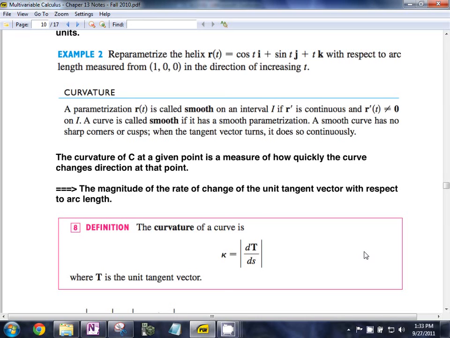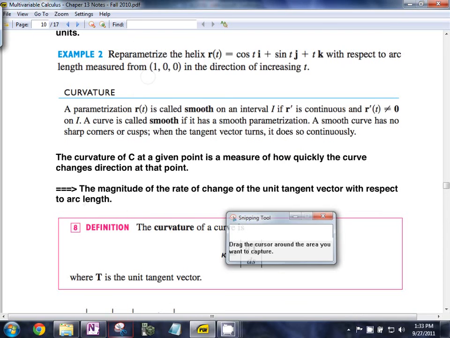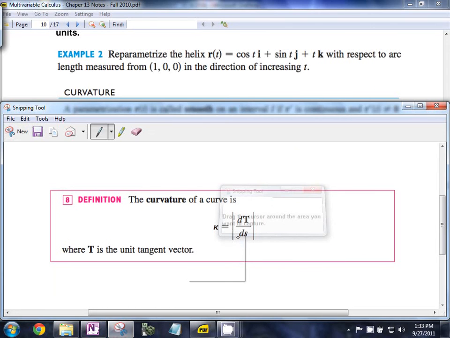Now, does anybody know how you say that in Greek? Does anybody remember? It's just K. No, I don't know. It's kappa, maybe? I forget.